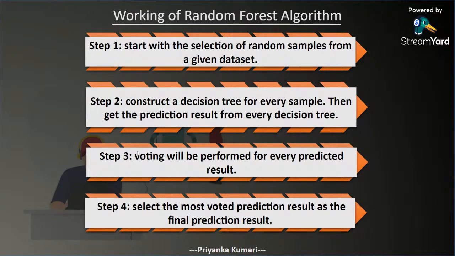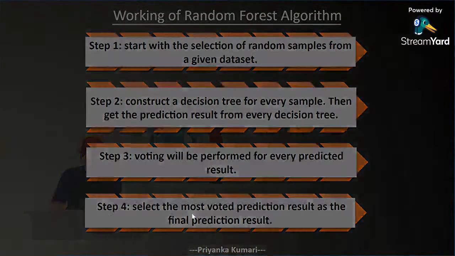Step 3 would be the same, that voting will be performed for every predicted result. So you get many results from each decision tree. How to select the best result or the final outcome? It would be done using the voting technique, where every predicted result would be chosen by majority voting, which is again written over here, the same thing, that it selects the most voted prediction result as the final prediction result.